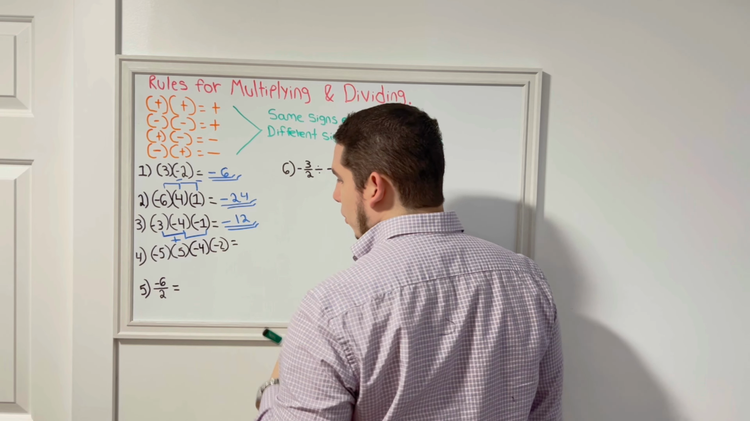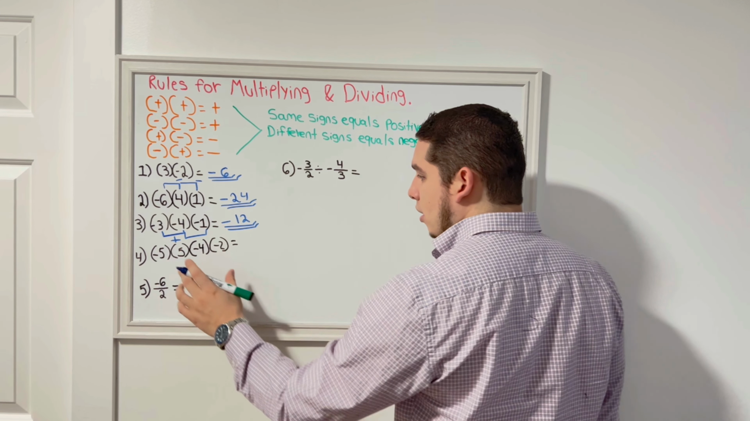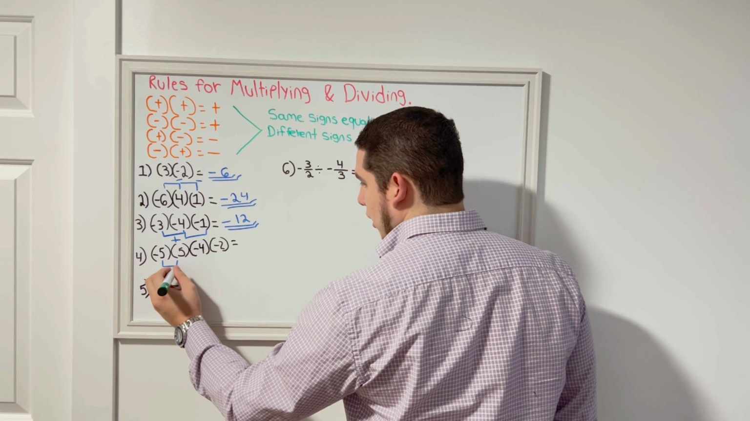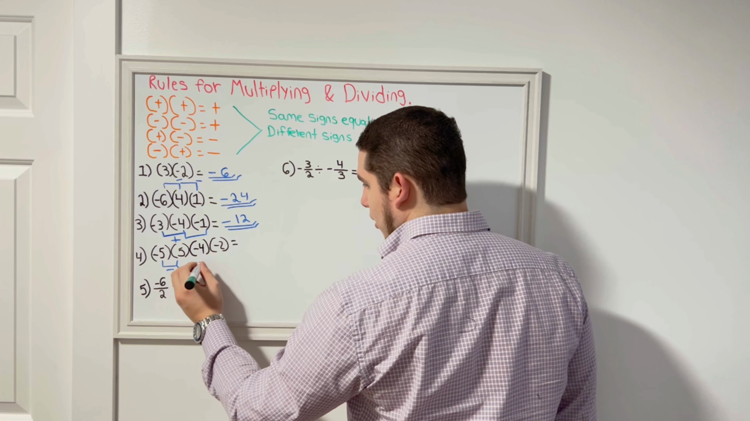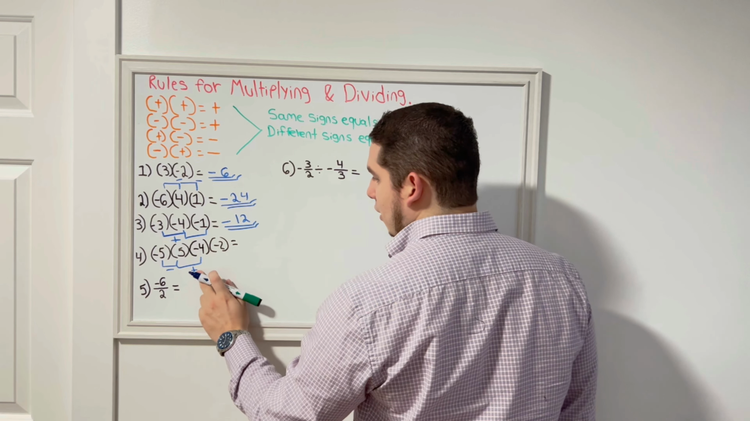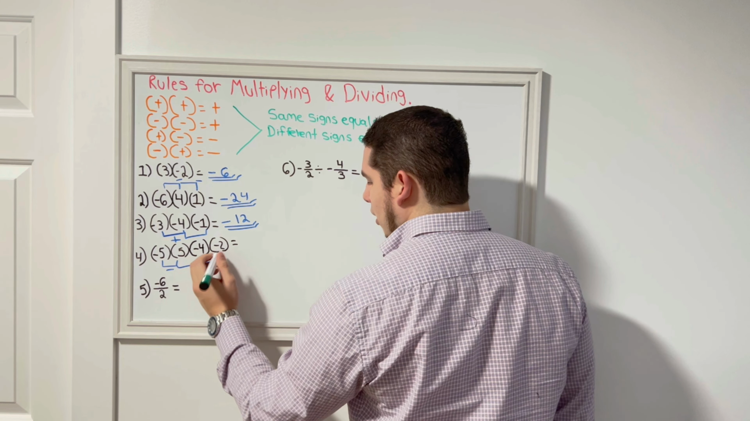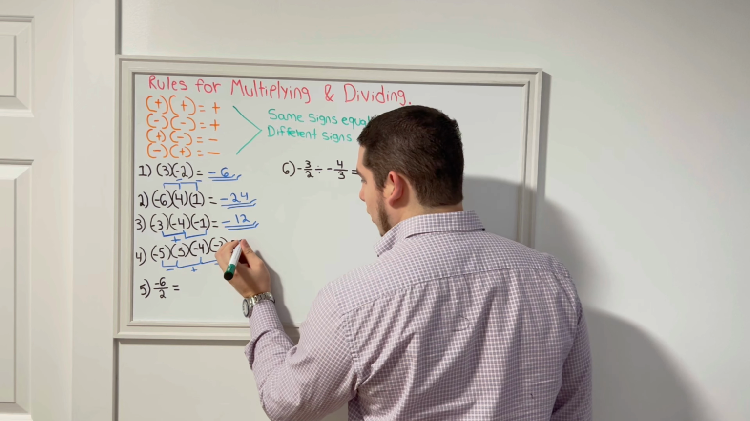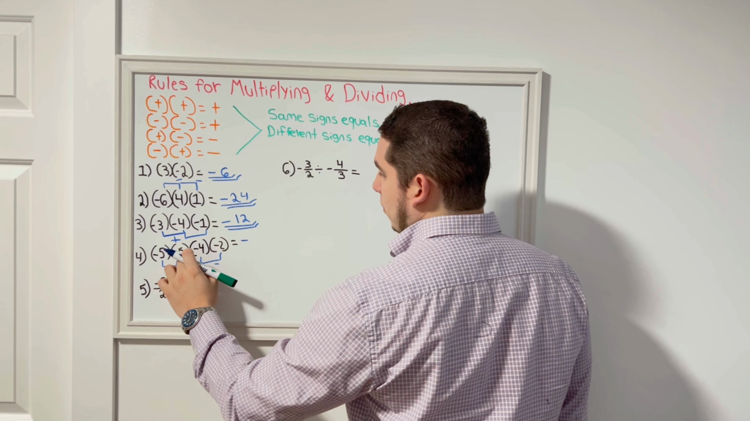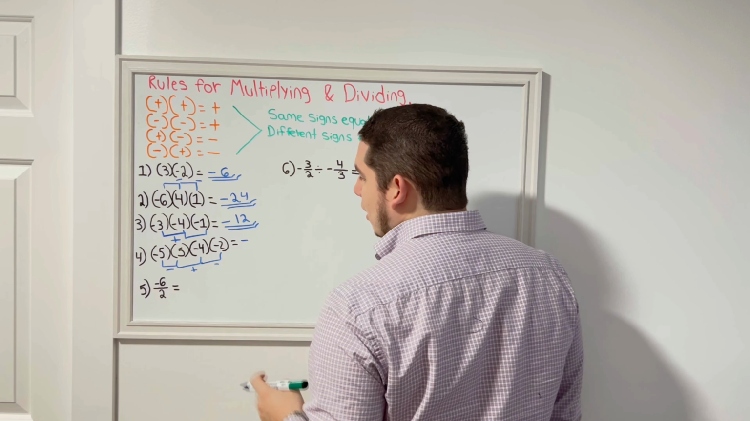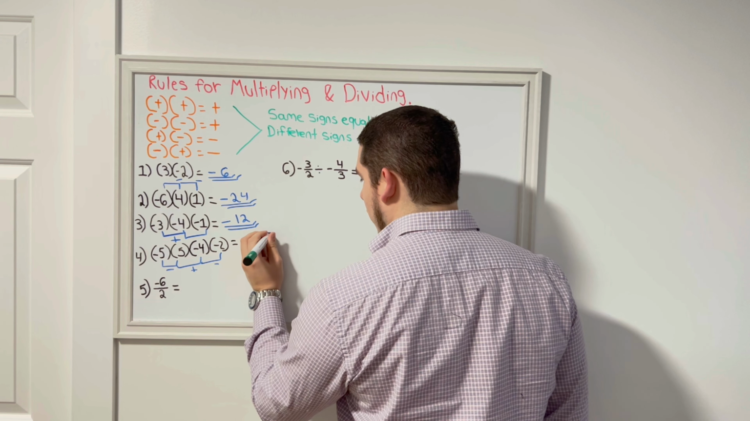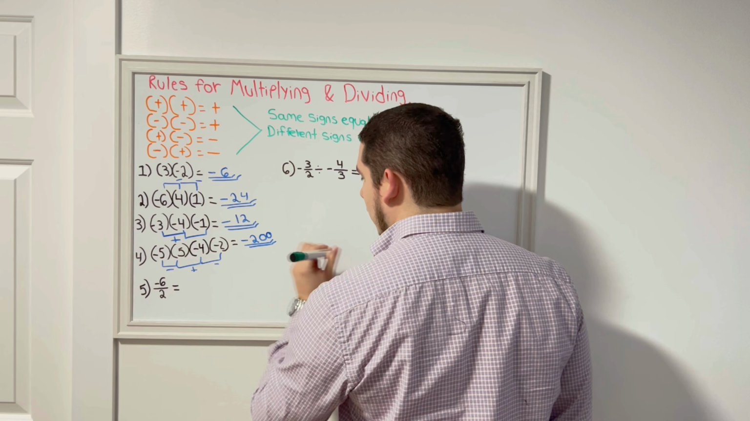Now, in this one, we're going to also do it step by step. We have negative times positive equals a negative. Now, this negative times a negative equals positive. And a positive times a negative equals a negative. Therefore, the answer is negative, and we just multiply the numbers. 5 times 5 equals 25, times 4 equals 100, times 2 equals 200. Therefore, the answer is 200.